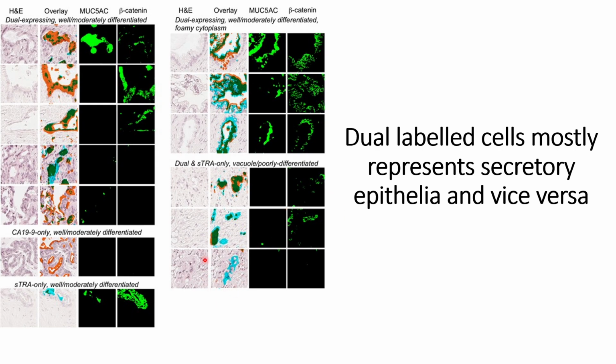And when only sTRA is present in the poorly differentiated vacuoles, we do not see any presence of MUC5AC or beta catenin, or only very low presence. So all this indicates that different criteria will cause different phenotypes of the proteins expressed on the cell surface, and that is related to different ways of expressing these markers, that is CA19 or sTRA, and some of these phenotypes are discussed in this figure.